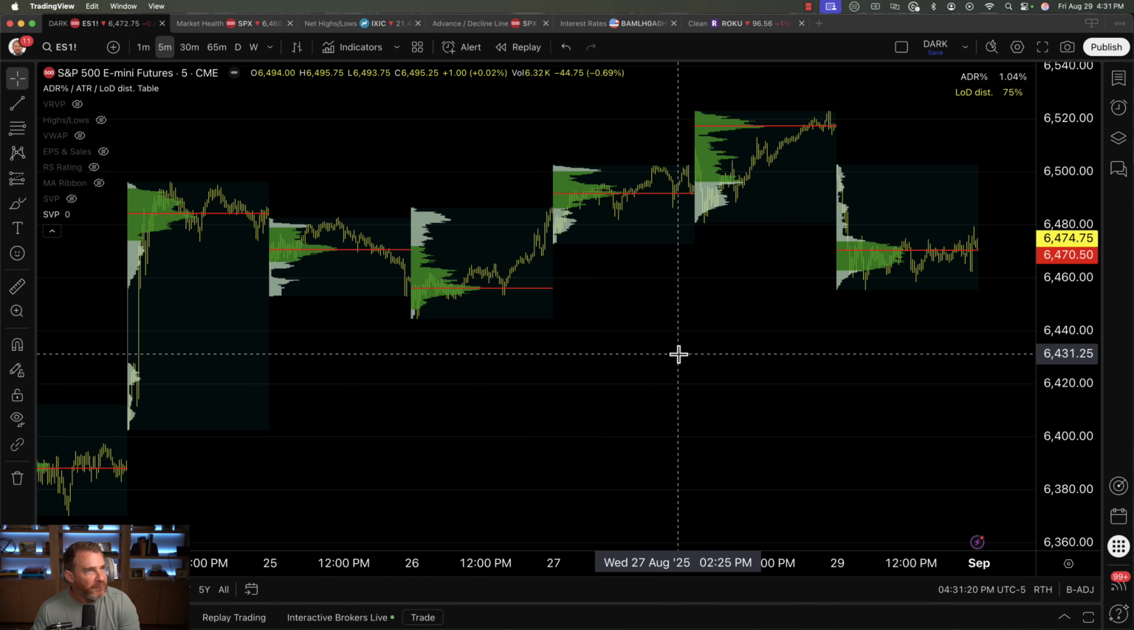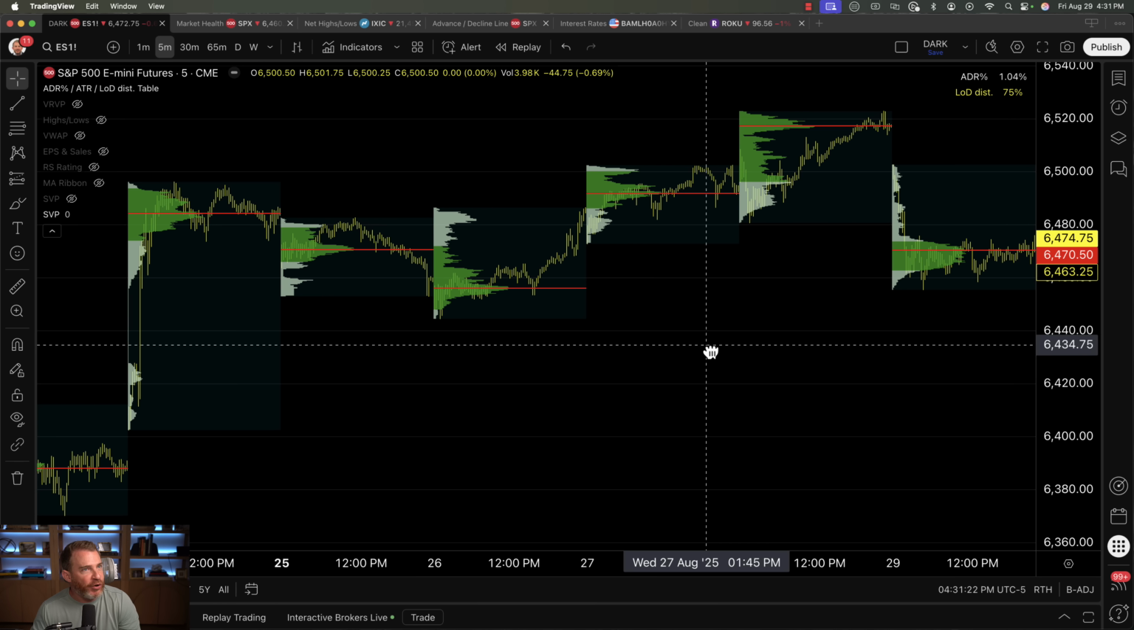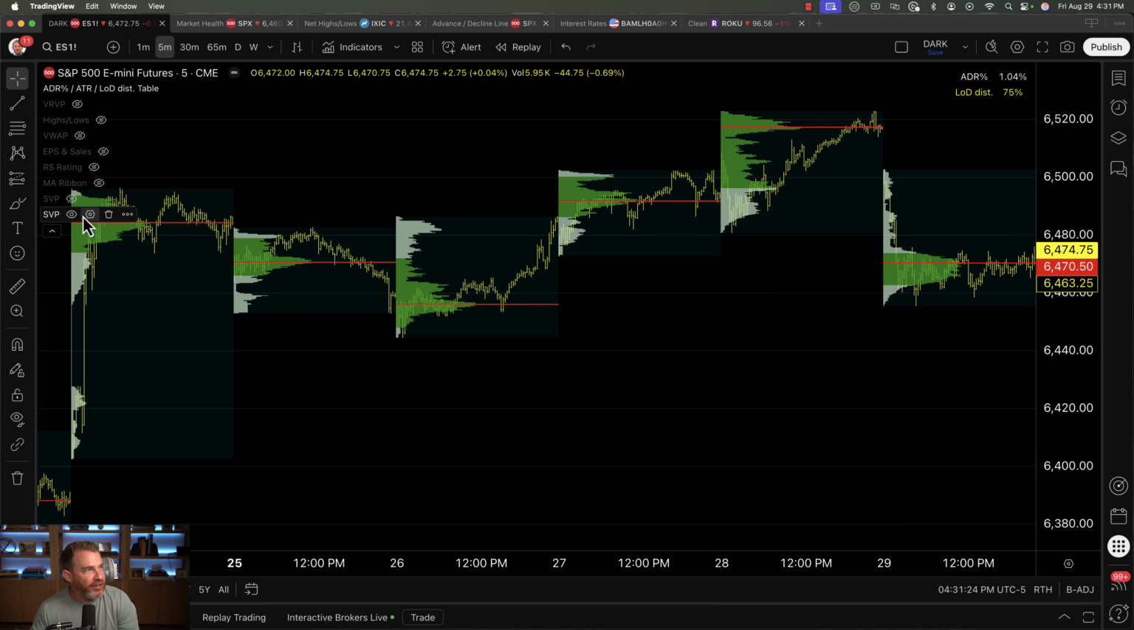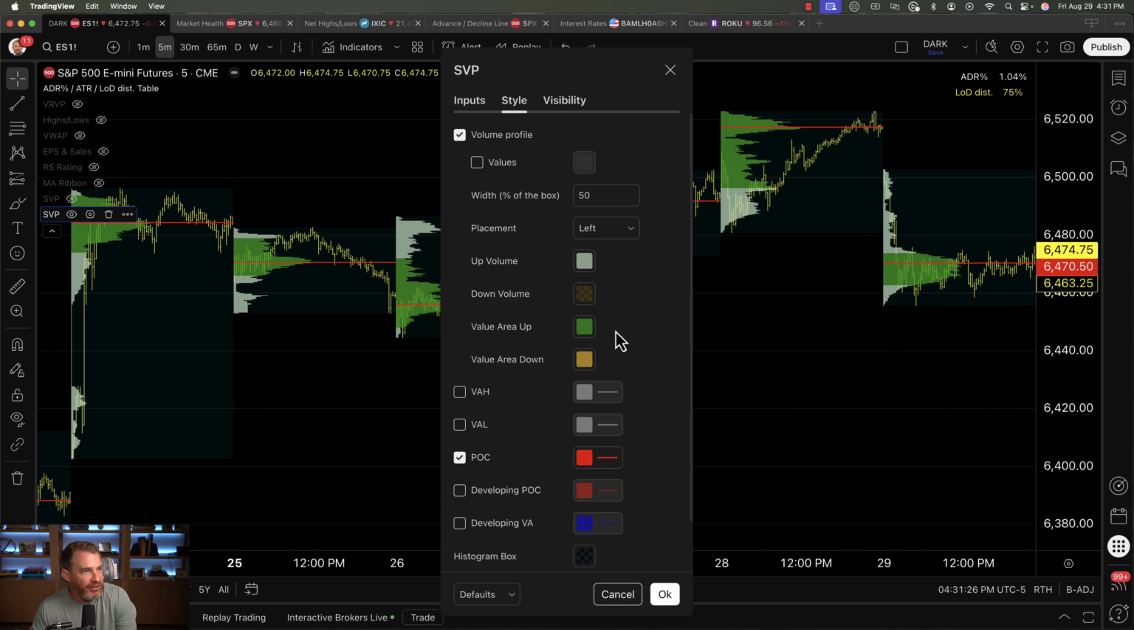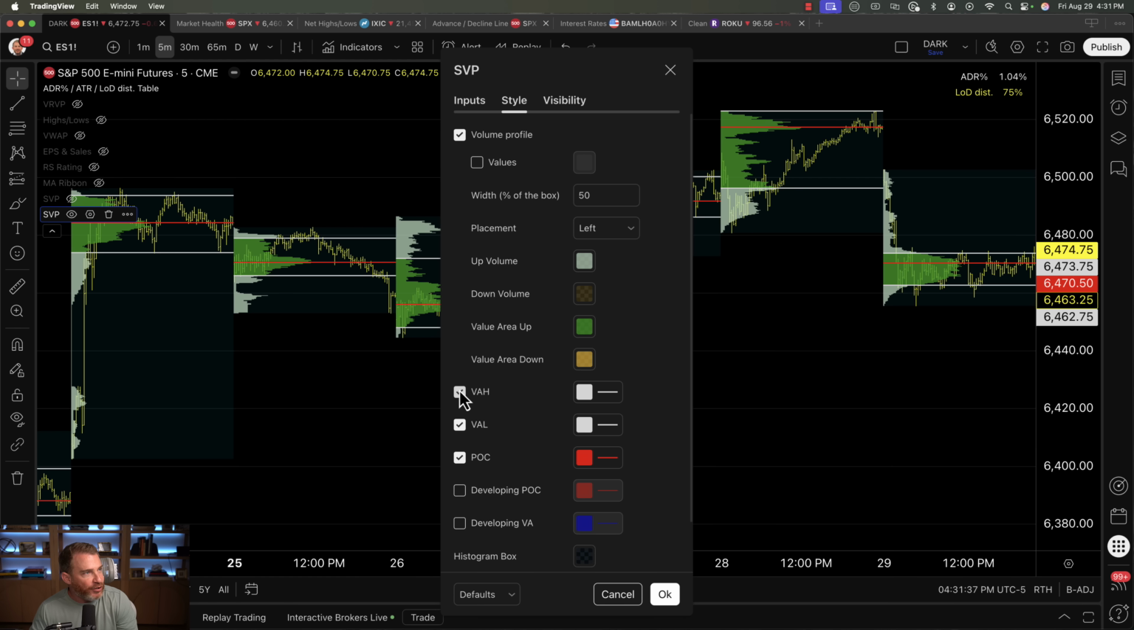Okay. So the profile is this green and white. And again, I've adjusted the colors to look like this. You can make them whatever you want. The point of control, as you can see, the price where the most volume traded that session, is in red. You can chart the value area low and high. Again, that's like the middle 70% of that bell curve.